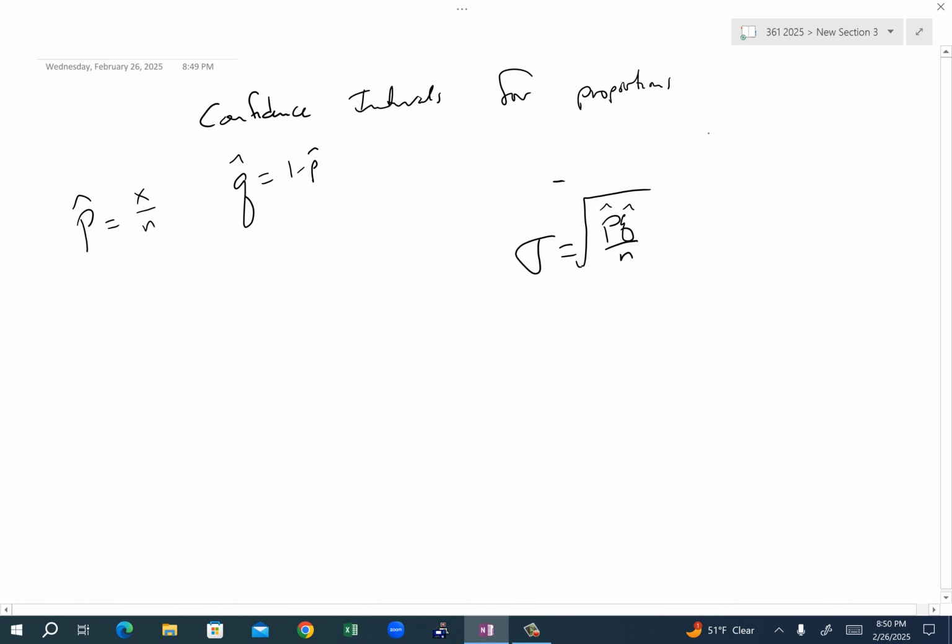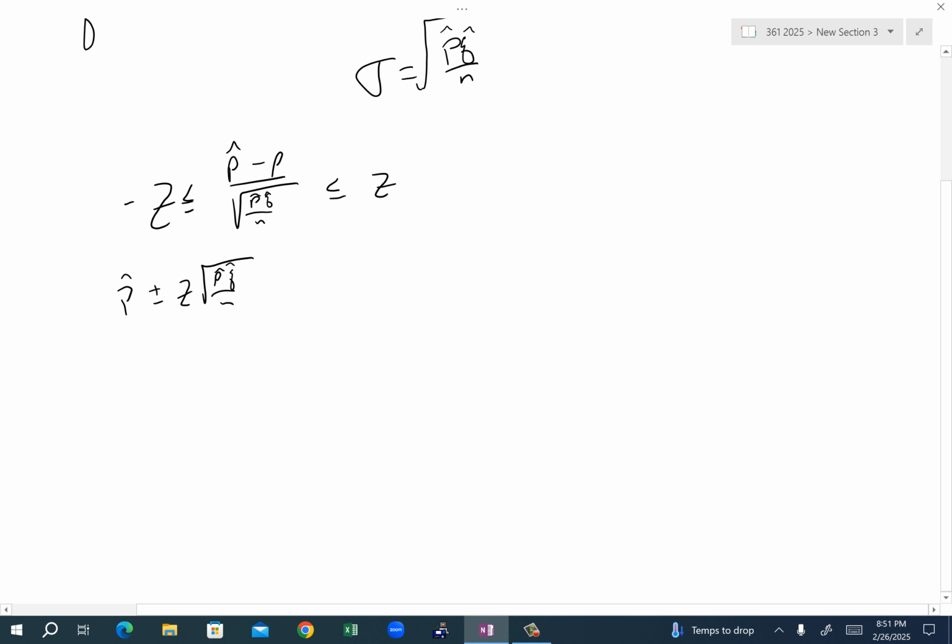So because of this, I have to work at this direction. So the game will be this. Z is equal to, okay, remember you're going to be doing a negative Z is less than or equal to. Now this part you don't need to write down. Just going to watch where it comes from. P hat minus P over the square root of P hat Q hat over N. Okay? Now if you were to solve this for P, what you end up with is P hat plus or minus Z times the square root of P hat Q hat over N. This is where you hear things like a margin of error plus or minus 3% of the population likes strawberry ice cream or whatever. Okay?